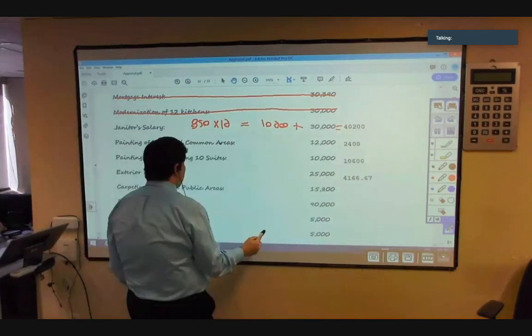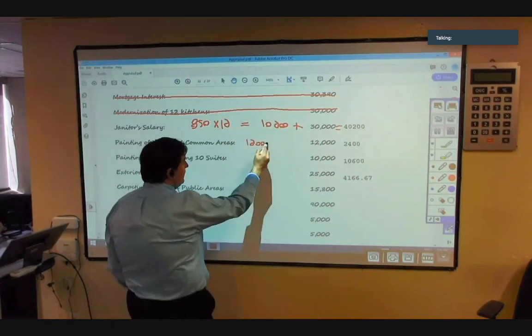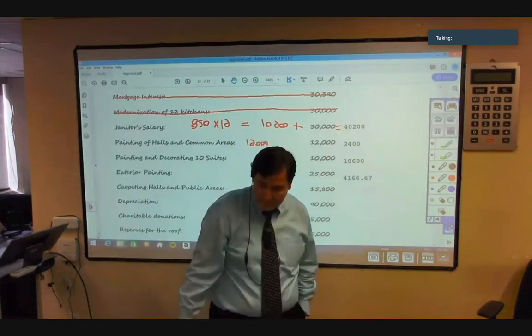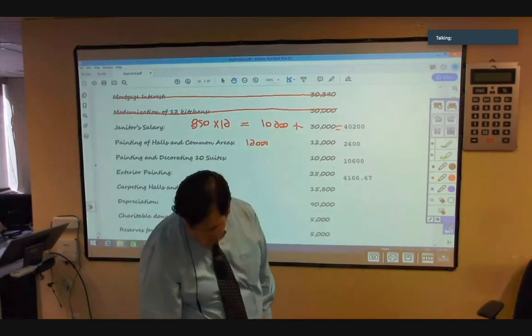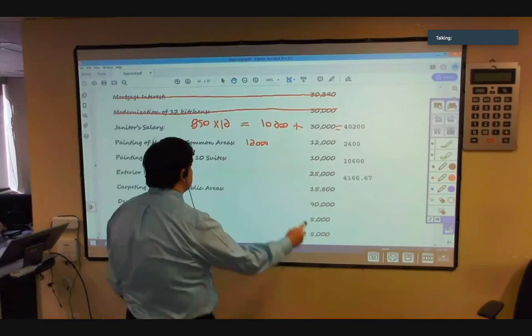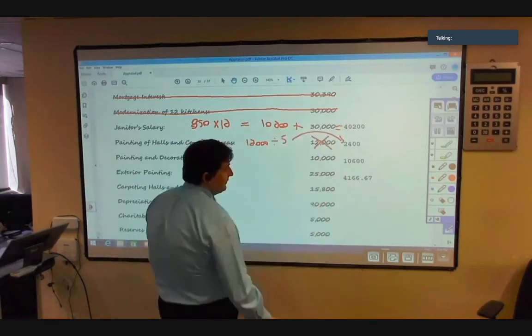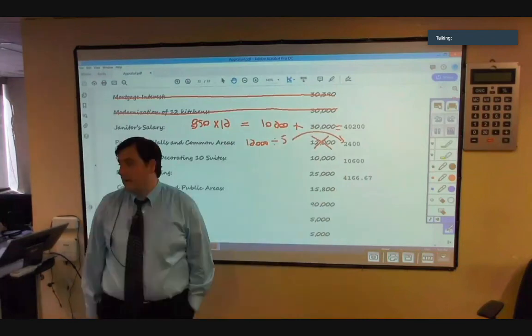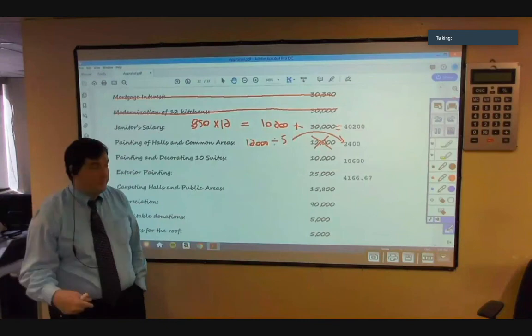Painting of a hallway and common area is 12,000. But how often do they do that? Go to the next page. Hallways and common areas, when? Point D. Every 5 years, yes? So you have to divide by 5 to get the one year. 12,000 divided by 5. You need the expense for each year.